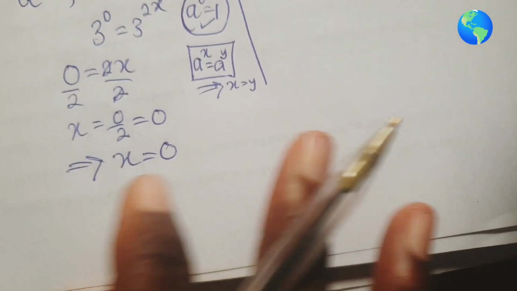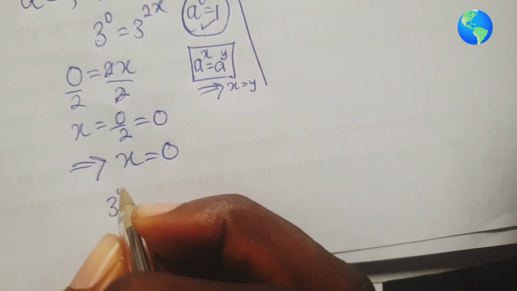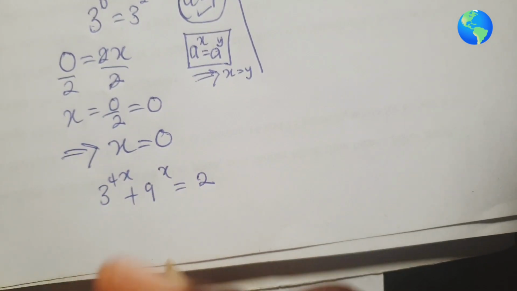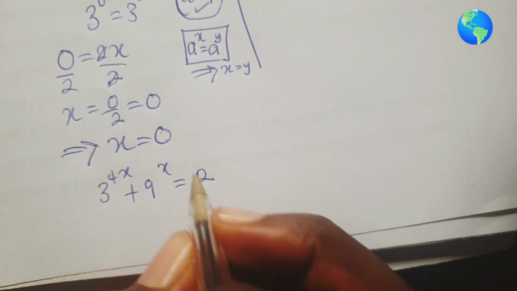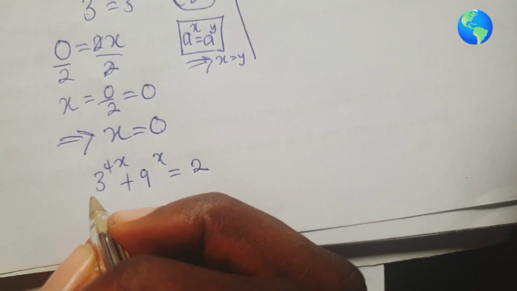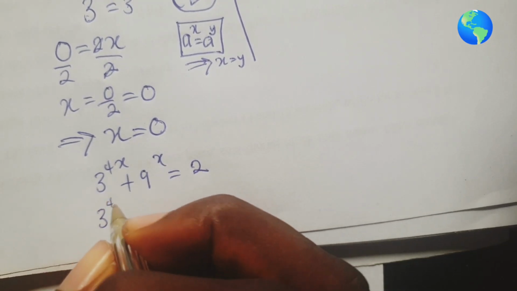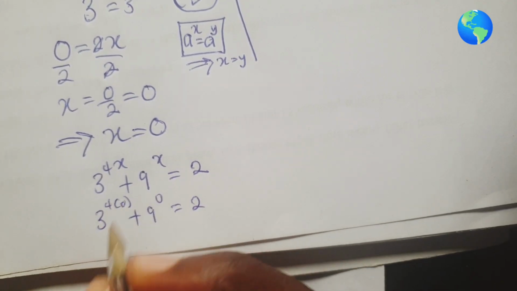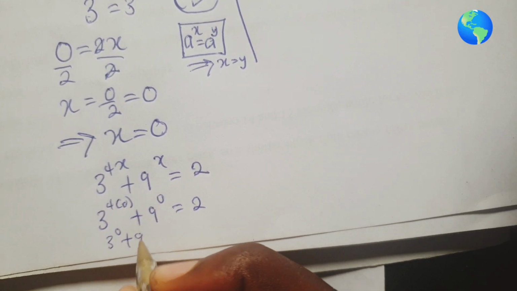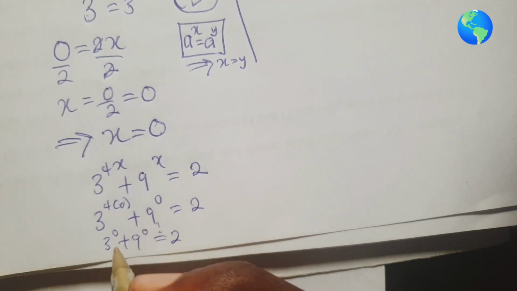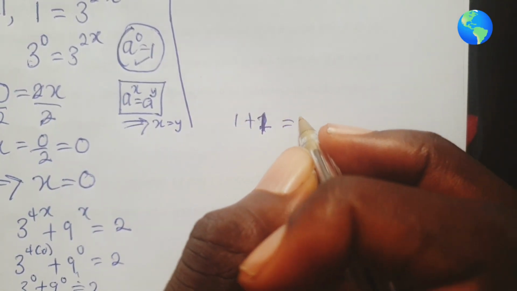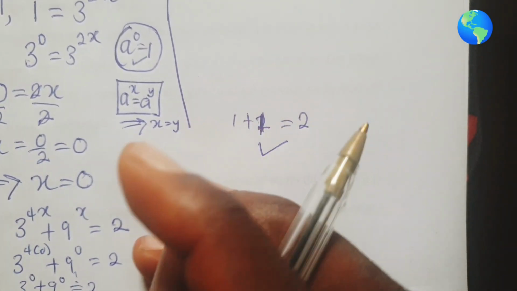We can do a fast check. Recall our question is 3 power 4x plus 9 power x to be equals to 2, right? Now, if x is 0, let's see, will it be 2? Let's confirm. We will have it that 3 raised to power 4 into 0 plus 9 power 0 equals to 2. So 4 times 0 is 0, so 3 power 0 plus 9 power 0 equals to 2. Is it equals to 2? Anything raised to power 0 is 1. And clearly we are going to have 1 plus 1, which is equals to 2. And you see clearly that gives the answer.